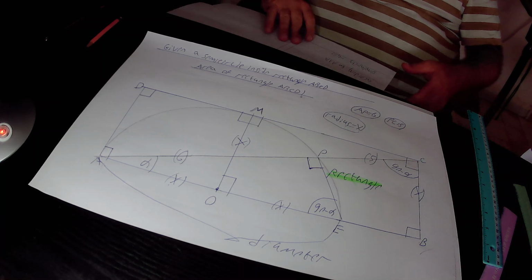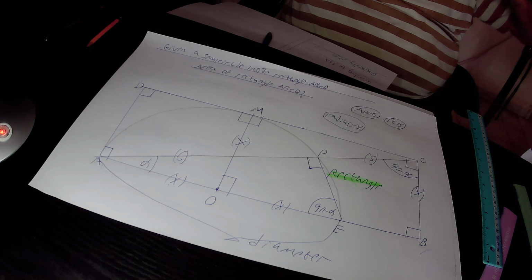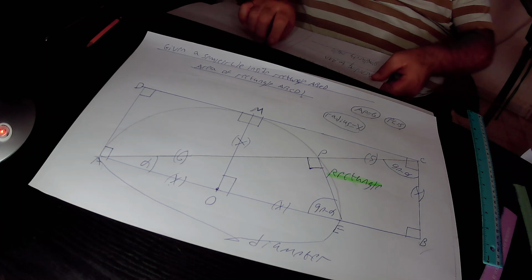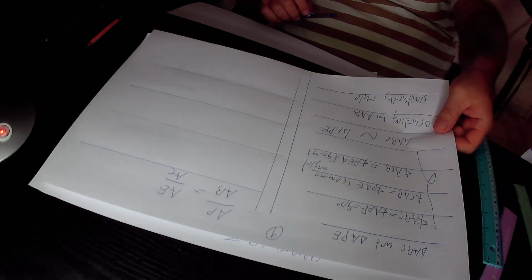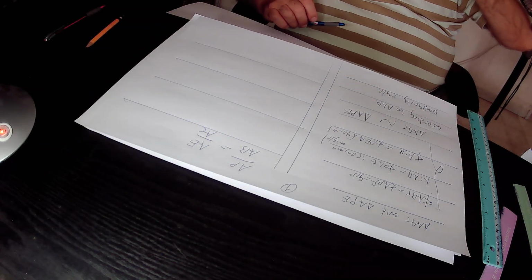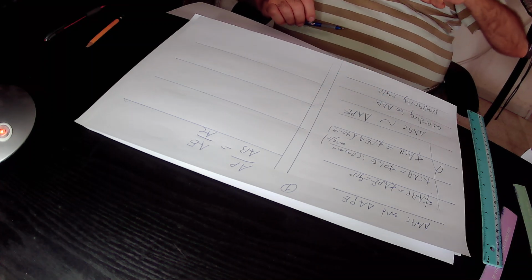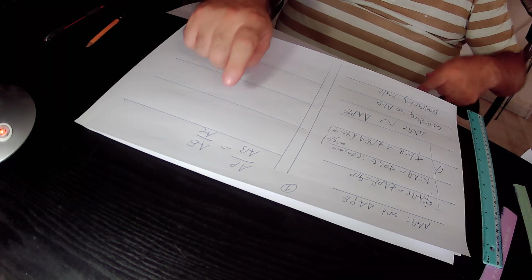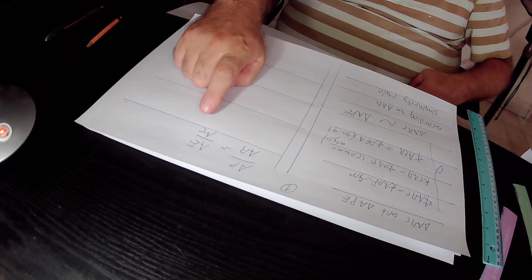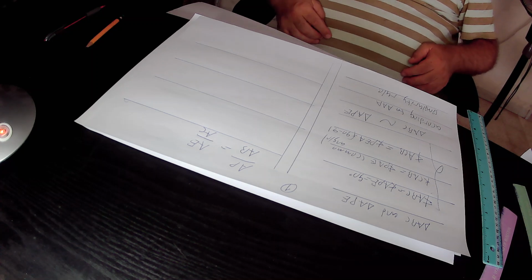So I'll repeat again. From the fact that those two right triangles are similar to each other, we will derive that the following relationship exists between their sides. That side AP of the small right triangle APE over side AB of the big right triangle ABC is equal to side AE of the small right triangle APE over side AC of the big right triangle ABC. Okay.